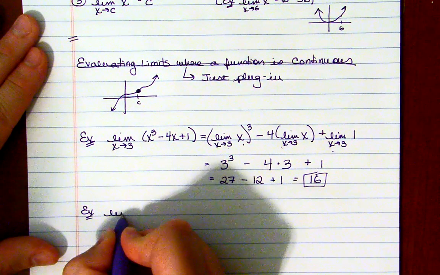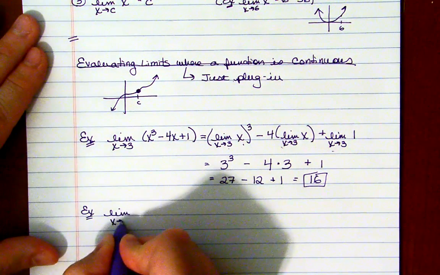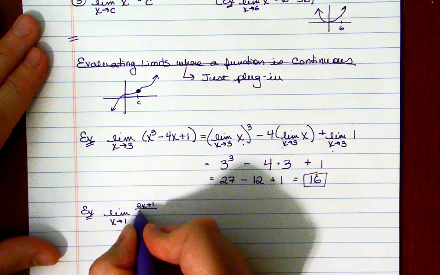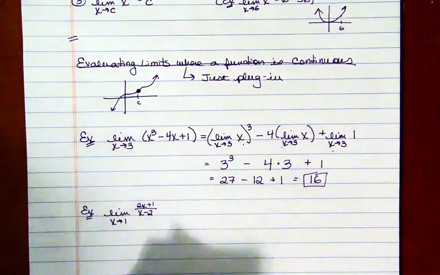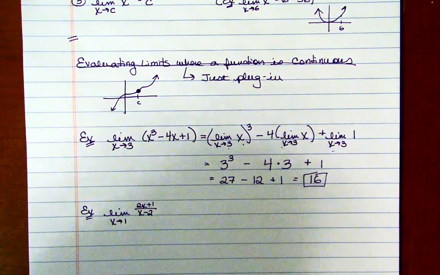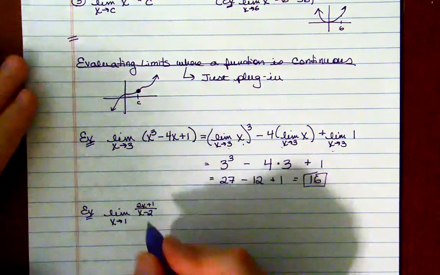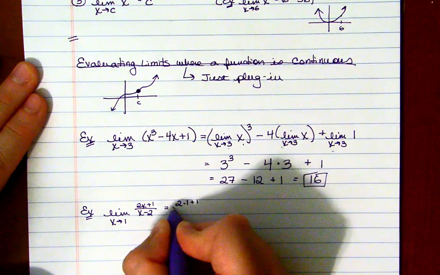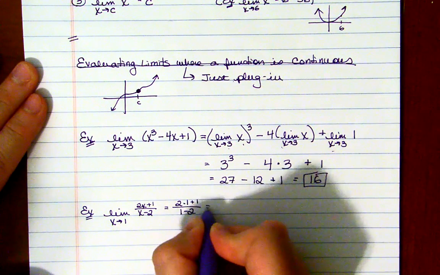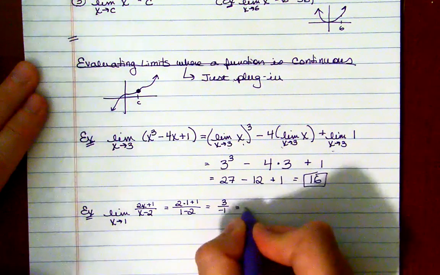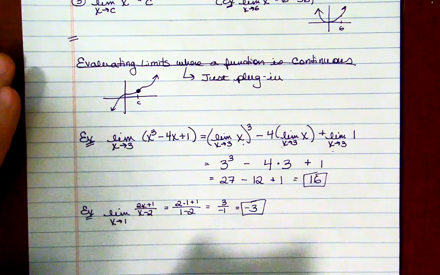Let's take a look at the limit as x approaches 1 of (2x plus 1) over (x minus 2). I would like you to go find that limit. Don't bother with using the properties. Just plug in and get a limit out of this. I do need to see the plugging in work, but you should be getting negative 3 out of that.